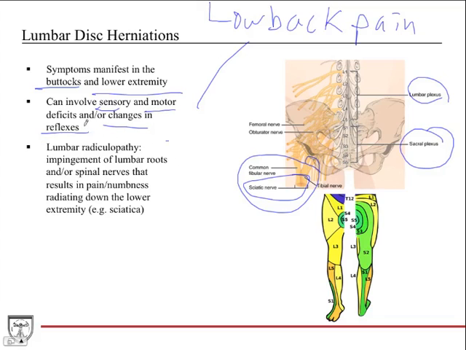Now, again, we talked about cervical radiculopathy. Let's talk about lumbar radiculopathy. This is a clinical term. What it specifically means is you have impingement of the lumbar roots and/or spinal nerves that result in pain and numbness that radiate down the lower extremity, hence the term sciatica.